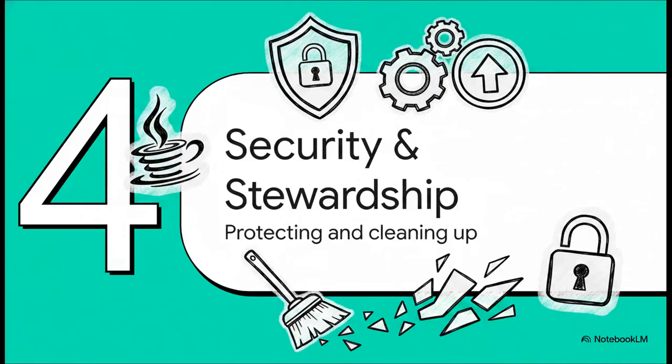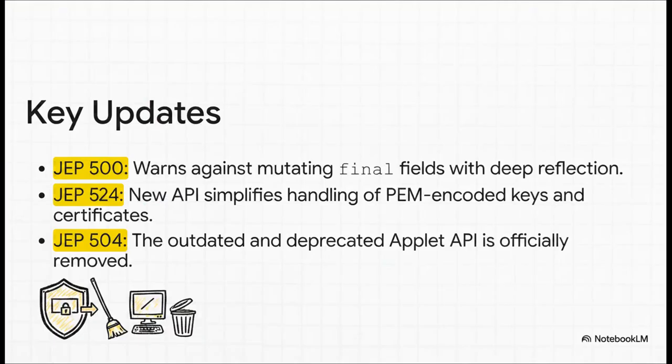A great upgrade isn't just about adding shiny new features. It's also about making the platform more secure, more reliable, basically cleaning up the house to make it easier to maintain for years to come. So Java 26 does some really important housekeeping. First, JEP 500 starts enforcing the idea that final should actually mean final, which helps stop dangerous changes using reflection. We also get a much simpler API for handling standard PEM-encoded keys and certificates. And finally, the ancient applet API is officially gone for good.